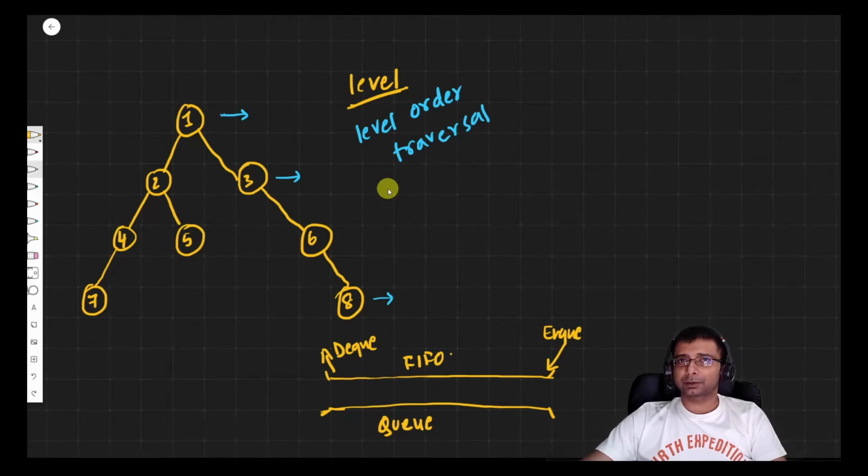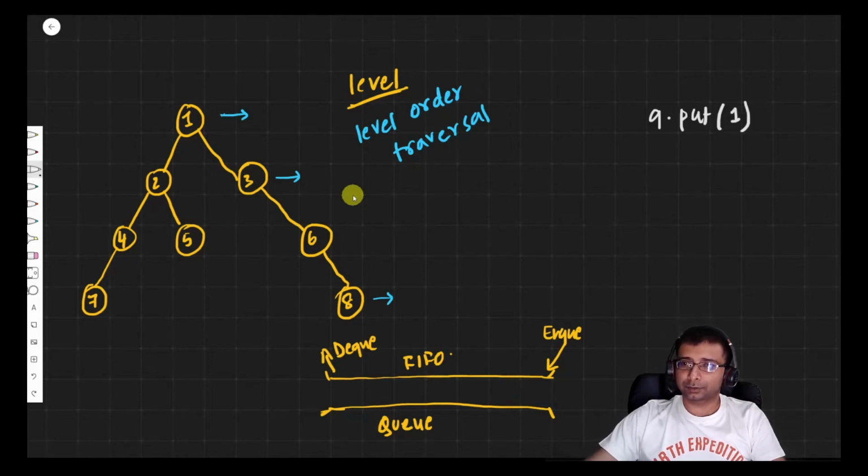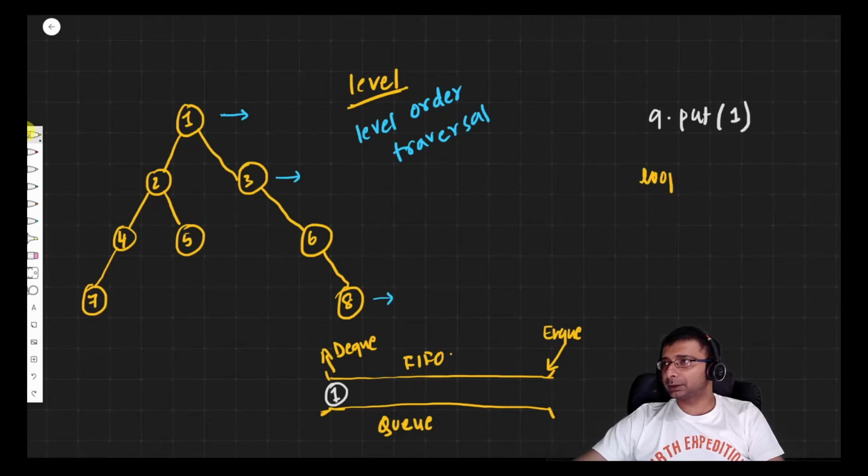So we are going to put down our algorithm over here on the right hand side. We are going to do queue dot put, putting the root of the tree. So we put 1 in the queue, and 1 comes over here. And then we start a loop. We are going to say loop until the queue is empty.